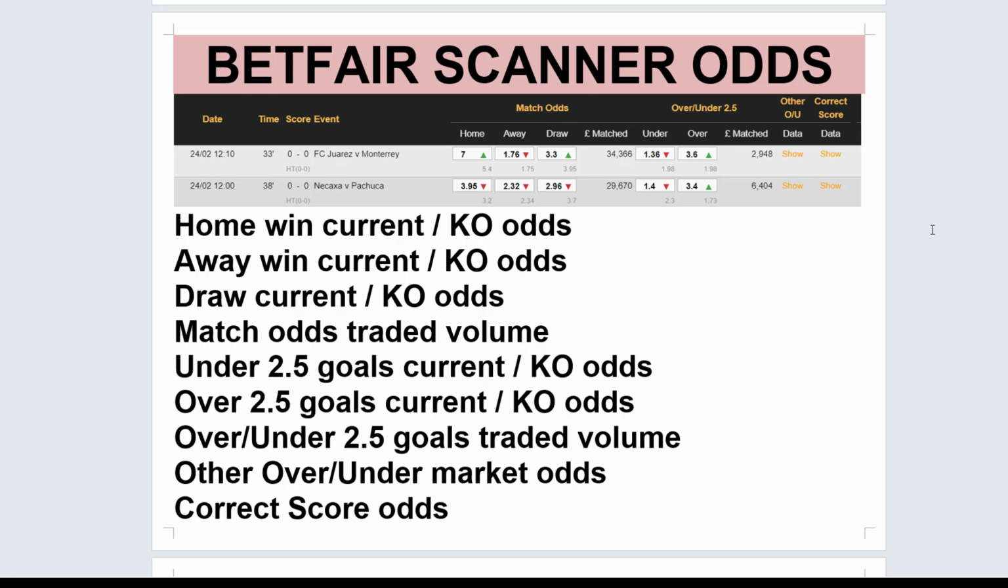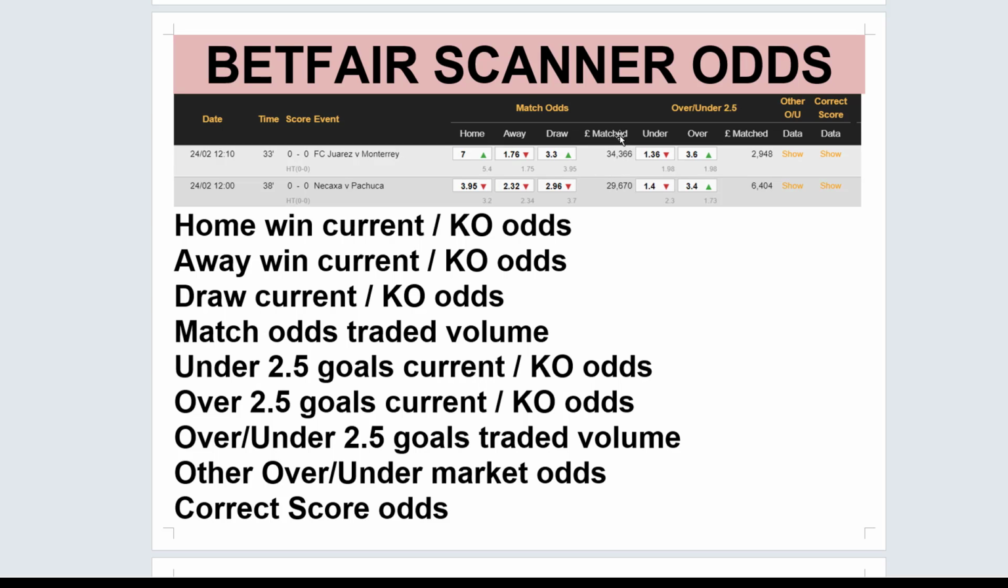The scanner also displays odds data. The BETFAIR scanner odds are shown a little bit differently to the BOOKIES scanner odds. The BETFAIR scanner odds show the home win current odds, and underneath that it shows the kickoff odds, so what the odds were before it went in play. And that can be very useful for reference to know, was this the pre-match favourite or not? It shows the away current odds and pre-match odds, the draw odds and the pre-match odds.